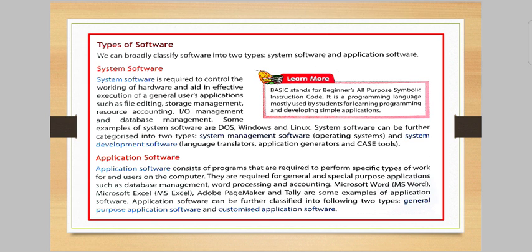System software can be further categorized into two types: system management software, operating system, and system development software, language translator, application generator, case tool.